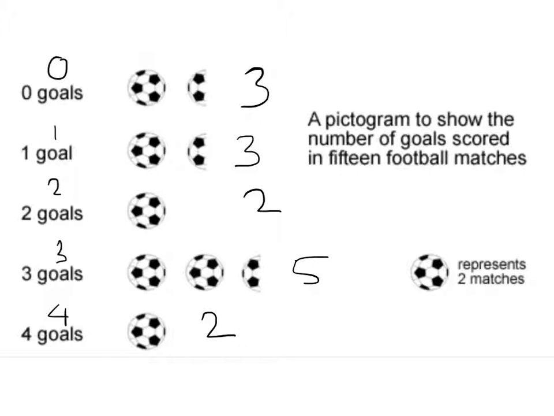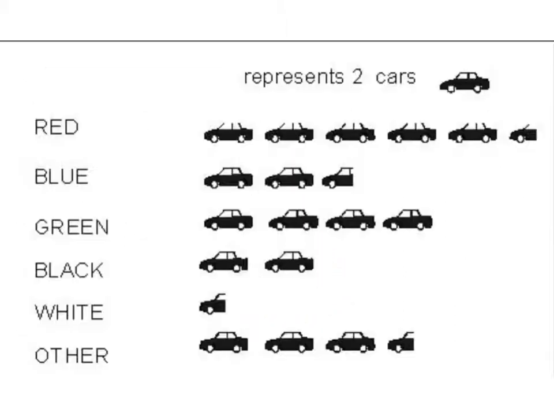So how many matches were there in total? 15, so we need to check that our numbers do add up to 15. 3 and 3 is 6, 2 is 8, 5 is 13 and 2 is 15.